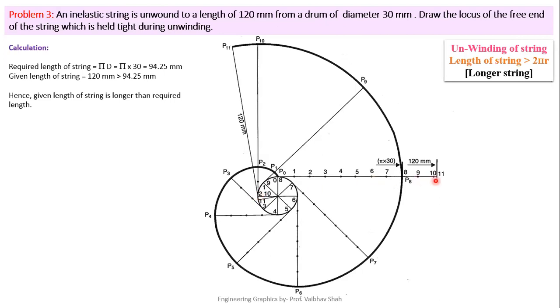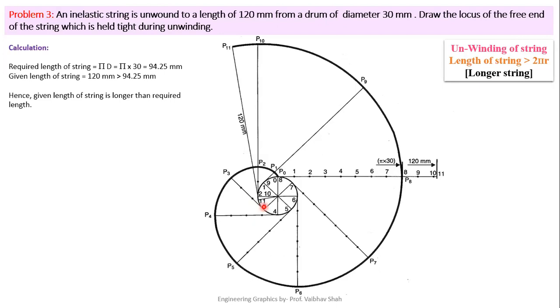After point 10, you will be having smallest distance between 10 and 11. Take on your rounder, put your rounder at 10 and try to cut this circle somewhere here. You will be having this point 11, which is the smallest distance away from your point 10, and write down this point as 11.